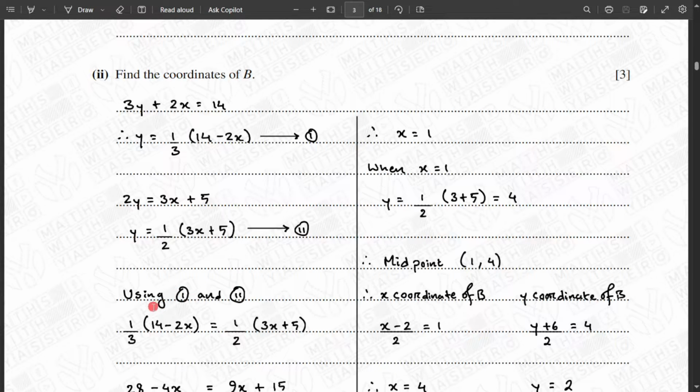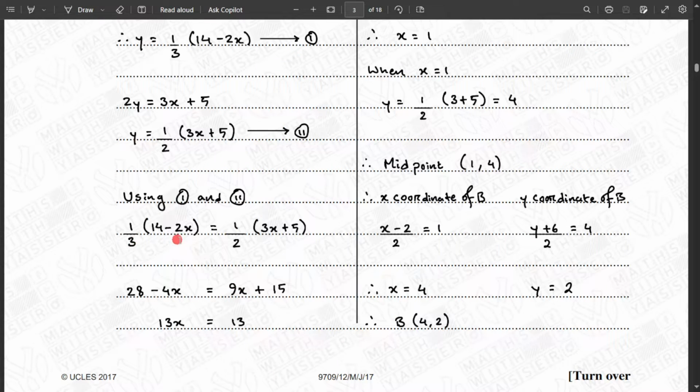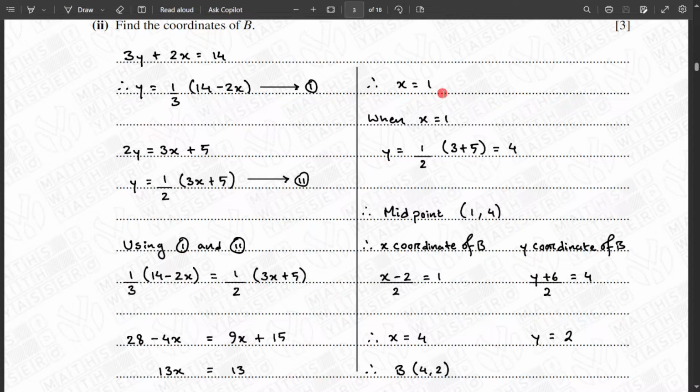Now let's find the point of intersection of these two lines. So using equation 1 and 2, when we equate these two equations, we get 1/3 of 14 minus 2x is equal to half of 3x plus 5. Cross multiplying, we get 28 minus 4x is equal to 9x plus 15. That means 13x is equal to 13. Therefore, x should be 1.